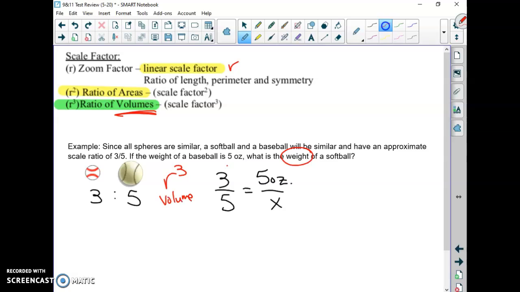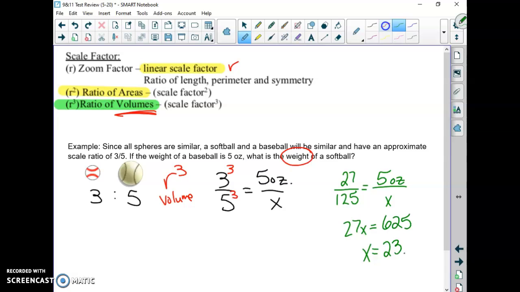So how do I cube this fraction? Pretty simple. You just put a cube on both the top and the bottom. So what I really want to do is 3/5 cubed, which is 27 over 125, equals 5 ounces over X ounces. So I get 27X equals 625, and I'll divide that by 27. And so a softball would weigh approximately 23.15 ounces. So that's a reminder of how to do those types of problems.